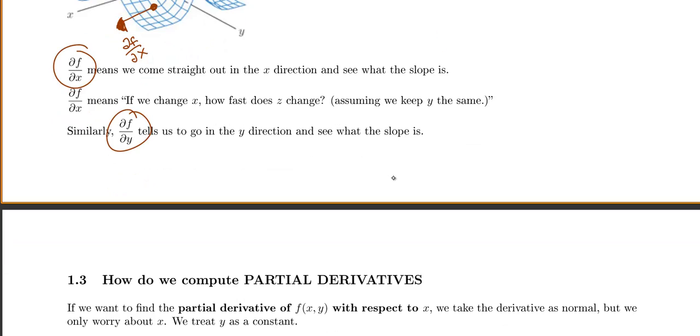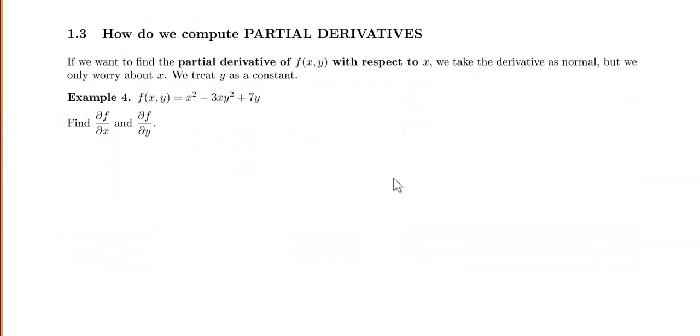So that's the theory. Now how do we do that? If we wanted to find, say, the partial derivative of f of x with respect to x, this is telling us to find the partial of f with respect to x. To do that, we'll take the derivative as normal, but we only worry about the x variable. We're going to treat y as a constant. Now, this isn't actually new, it's just a new notation, and okay, we're making it more official.